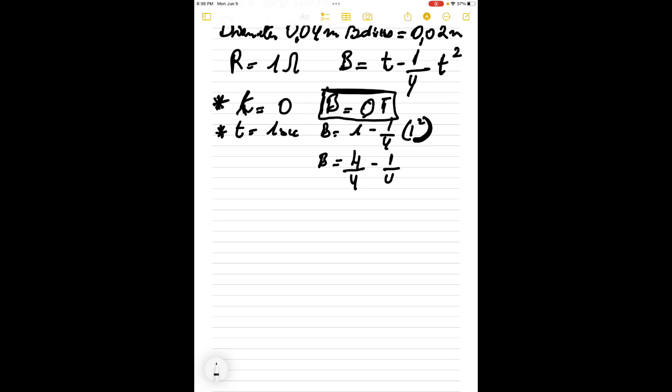When time equals 2 seconds, we do the same thing. Magnetic field is equal to 1 Tesla. When time equals 3 seconds, magnetic field is equal to 3/4 Tesla. And when time is 4 seconds, magnetic field equals 0 Tesla.